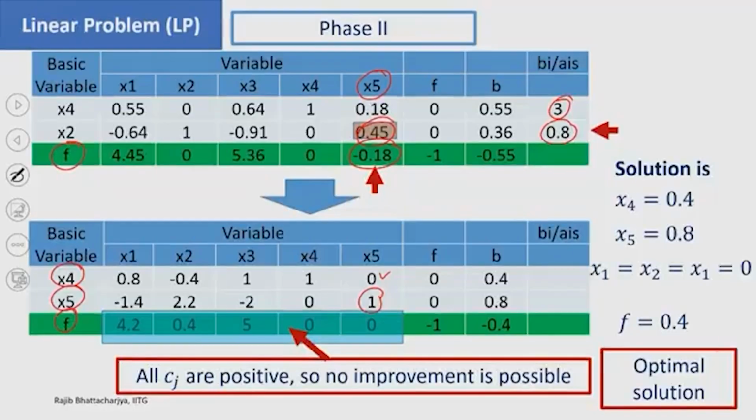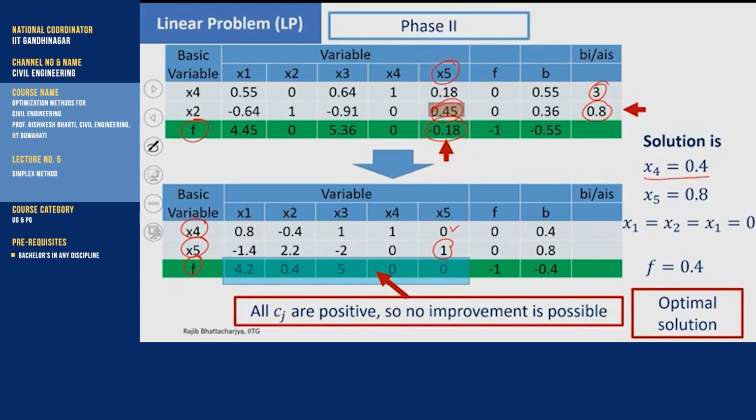So, this is the final solution: x4 = 0.4, x5 = 0.8, and x1, x2 and x3 equal to 0, and the objective function value is 0.4, and we got the optimal solution as there is no negative coefficient in the objective function row.